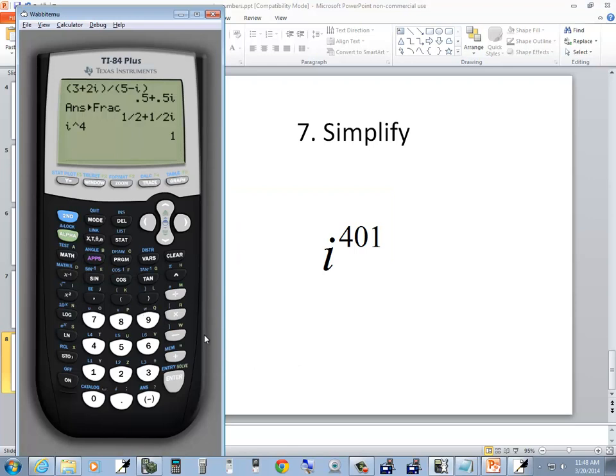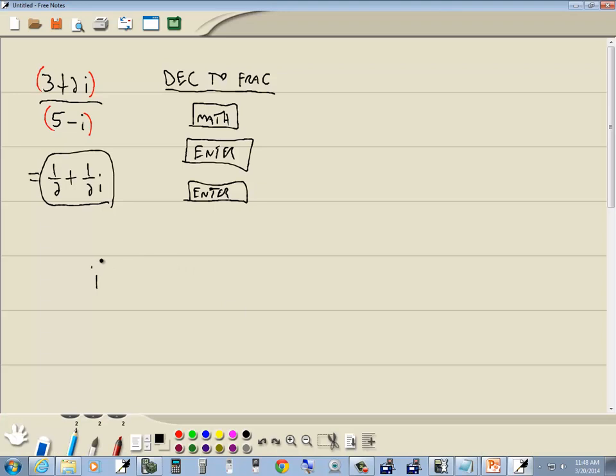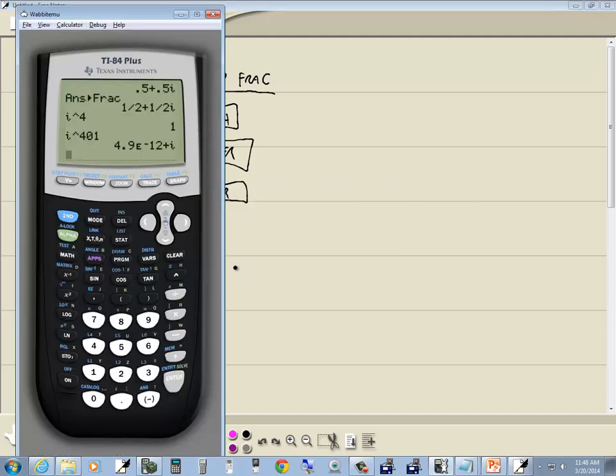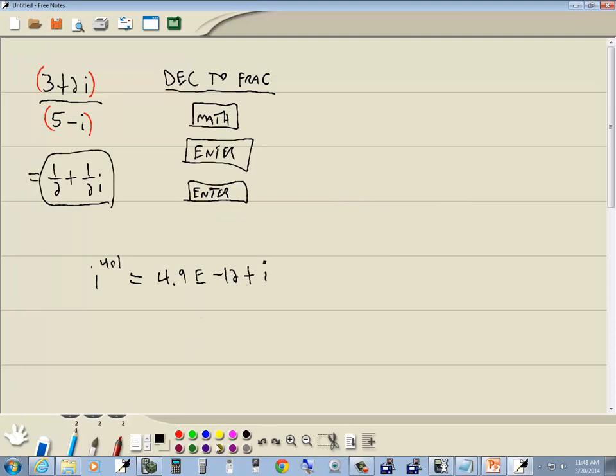Let's look at this one. i to the 401st power. So I do second decimal, caret, 401, and then press enter. Okay, so we got i to the 401st power is equal to 4.9 e negative 12 plus i. Let's interpret this. 4.9 e to the negative 12 means 4.9 times 10 to the negative 12, plus i. Now, 10 to the negative 12 means I'm moving my decimal place 12 places to the left. So we're going to have 0.000000000004 9, plus i.